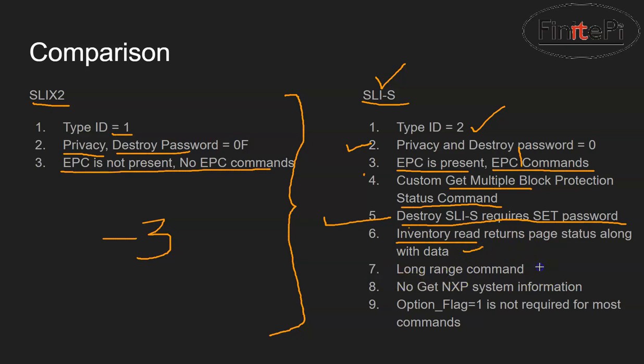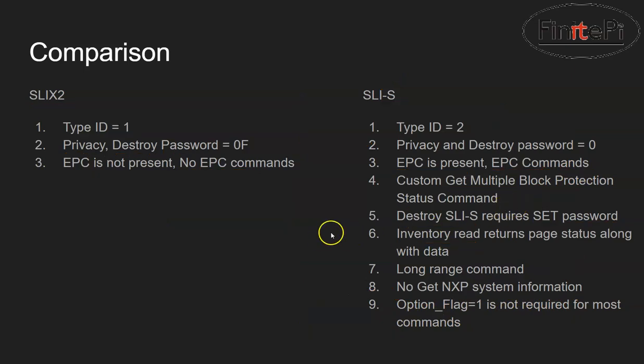It has got a long range command, and it has no get NXP system information command. So this is not there, but you're not going to miss anything, I suppose. One more thing which is going to affect the type of reader device you use is that the option flag 01 is not required for most commands. I'll tell you exactly now what this means.